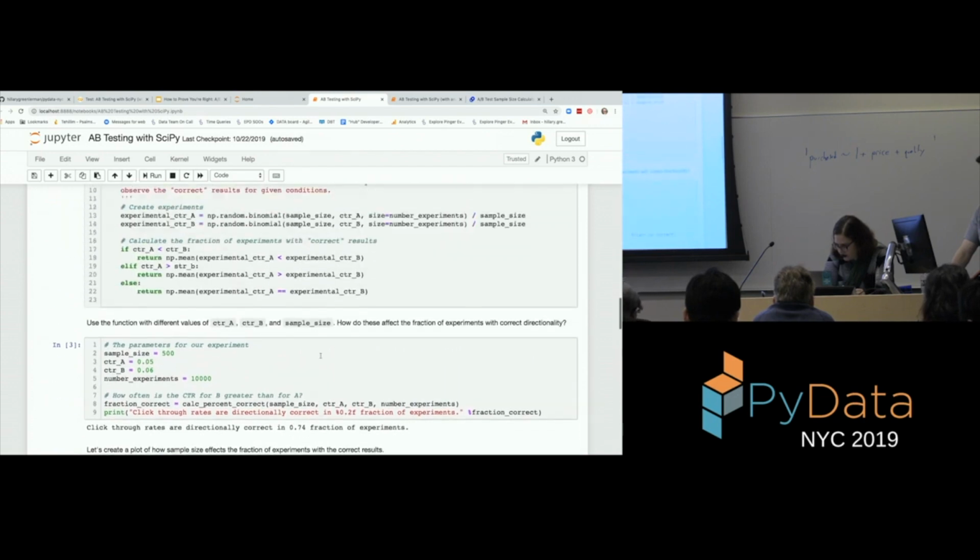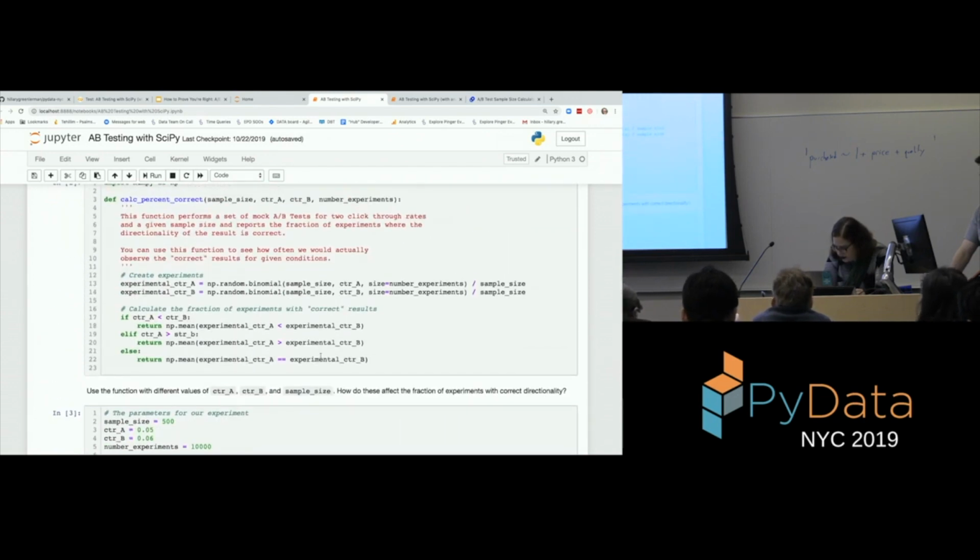No, you don't have to divide by, so the way this code is working is it's a set of binaries and it's taking the mean of ones and zeros. So because it's the mean, it's dividing by the sample size. Because it's np.mean, it's basically adding up all the ones that were correct and then dividing by the sample size.